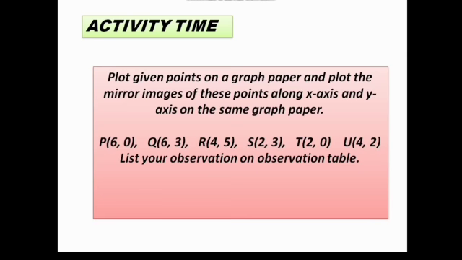Now this is your activity time. Plot the given points on a graph paper and plot the mirror images of these points along the x-axis and y-axis on the same graph paper. And these are the points: P (6, 0), Q (6, 3), R (4, 5), S (2, 3), T (2, 0) and U (4, 2). And list your observations in the observation table.